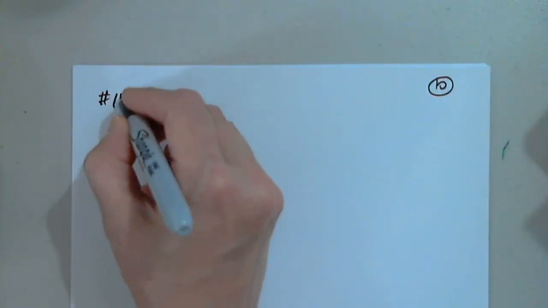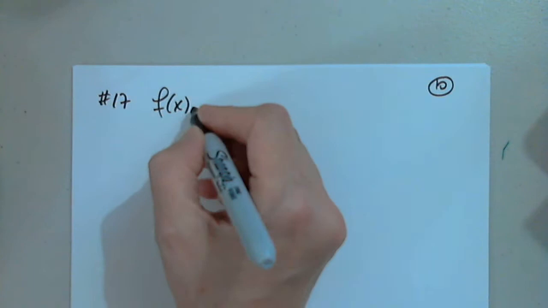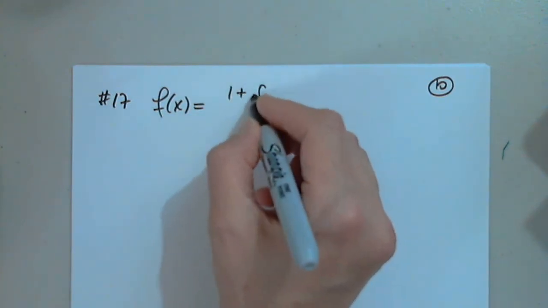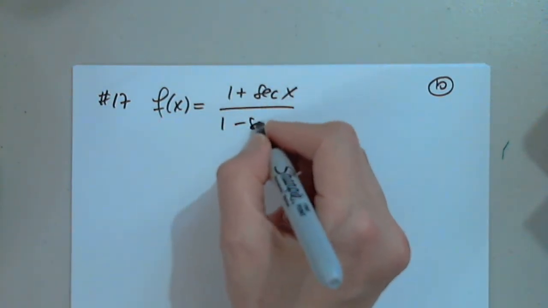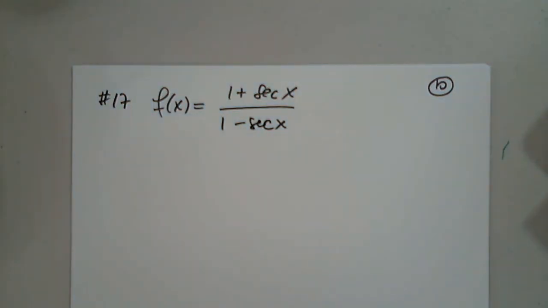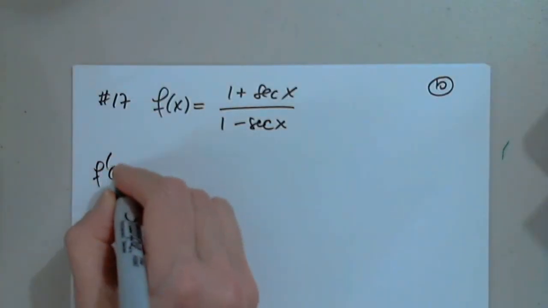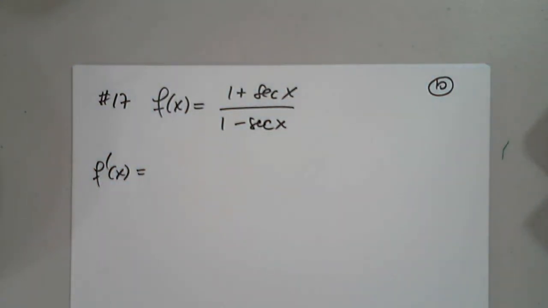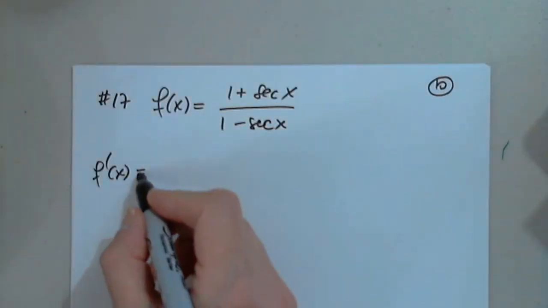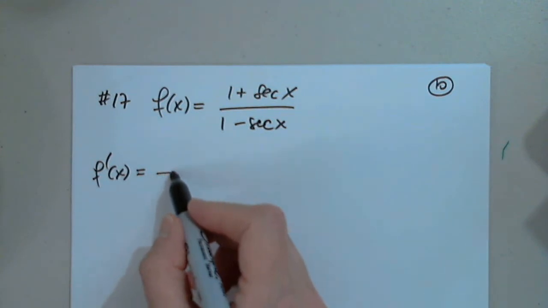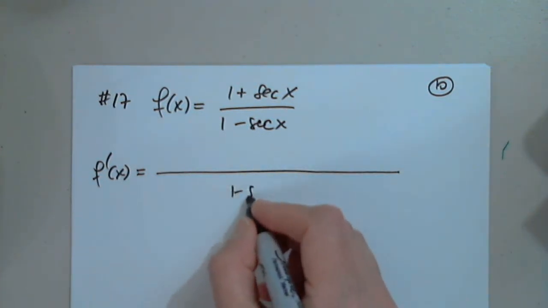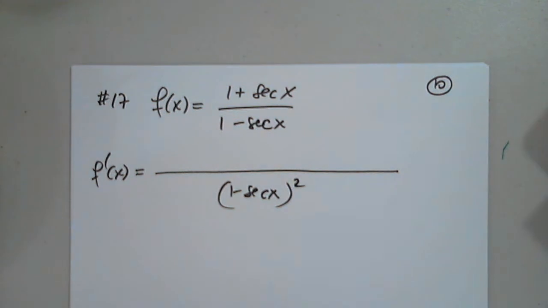Let's copy it and then, okay, f of x, I'm going to write f of x: 1 plus secant x over 1 minus secant x. And when you go back, you can just replace x with w. It's easier for me to write and easier for you to see. Okay, so which rule are we going to apply in order to differentiate this function? We do the quotient rule. Excellent. 1 minus secant x squared. Very good, awesome.